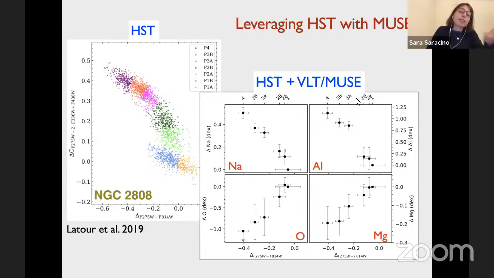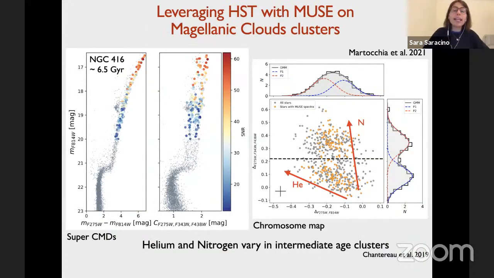But of course, this could be a quite easy task because we are looking at NGC 2808, which has a huge spread in nitrogen and in all the other elements, as you can see here. But what happens if you look at LMC and SMC clusters that, as I told you before, have much smaller spreads in these elements? This is what we have done for a sample of 3 clusters in the SMC and LMC.